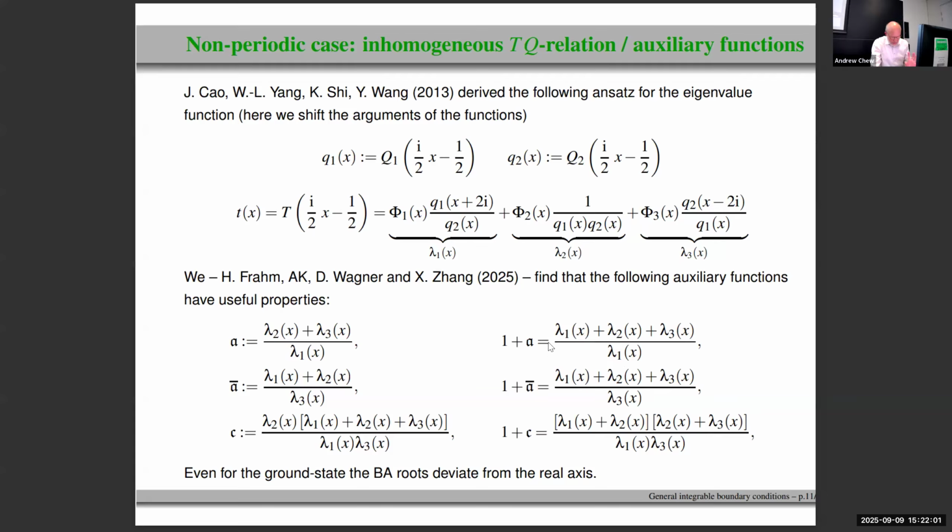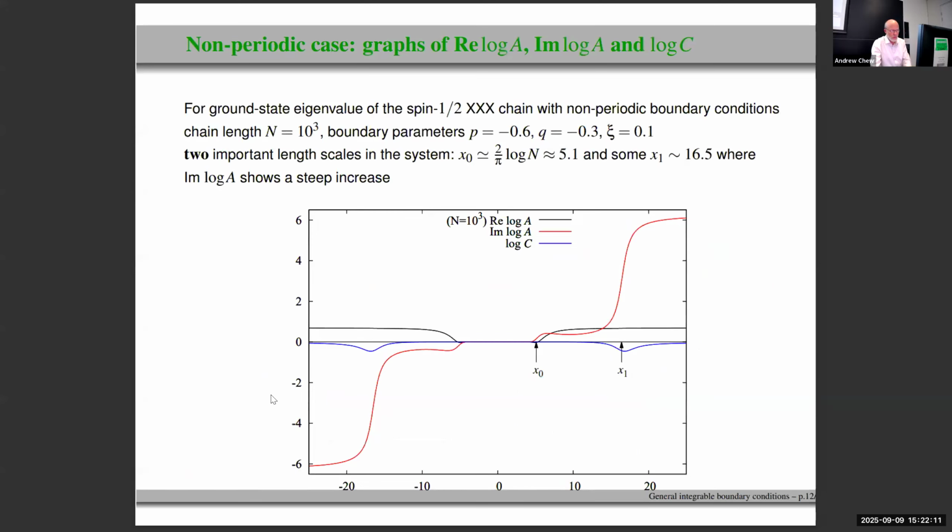And then you can derive nonlinear integral equations for all 3 functions. A and A bar by themselves do not satisfy closed systems of equations, but the 3 do. Before writing down these integral equations, I want to show to you the graphs of these functions for system size 10 to the 3 and some boundary parameters. Actually, we use P and Q negatives.